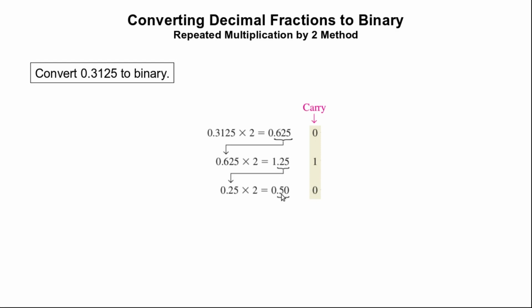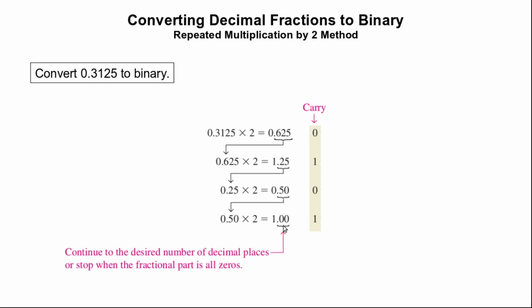And what is the fractional part? It is 0.50. So we'll take 0.50 and multiply by 2. And that would result in 1.00. So now the number that is in front of the decimal point is 1, hence the carry is 1. And we continue this process of multiplying by 2 as long as the fractional part is not 0, or until we have the required number of decimal places. So here the fractional part becomes 0, so we will stop.